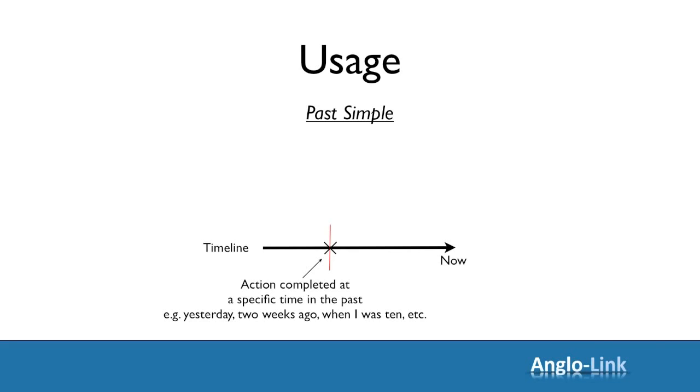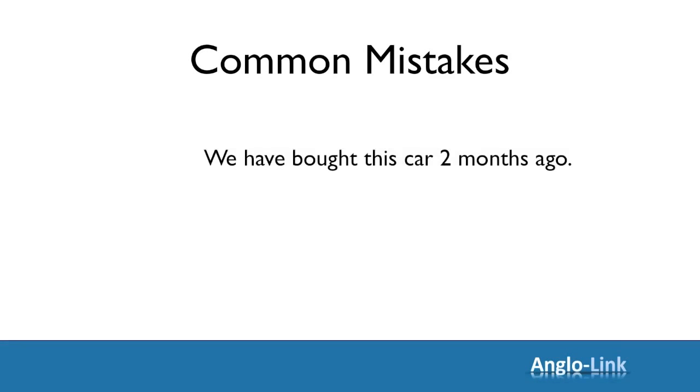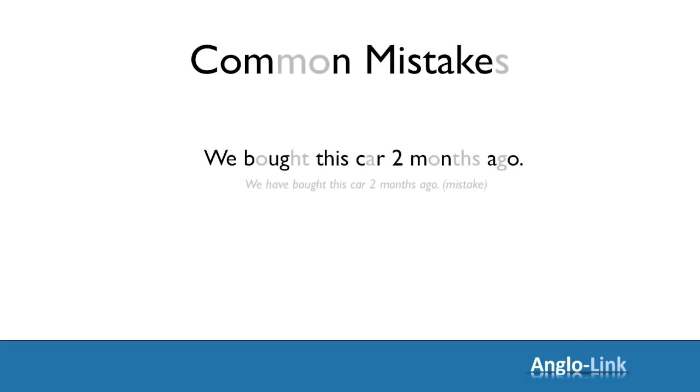Let's look at some common mistakes. The most common mistake is using the present perfect instead of the past simple. For example, saying something like, "We have bought this car 2 months ago." Because we are mentioning a specific time in the past, 2 months ago, we should use the past simple. We bought this car 2 months ago.